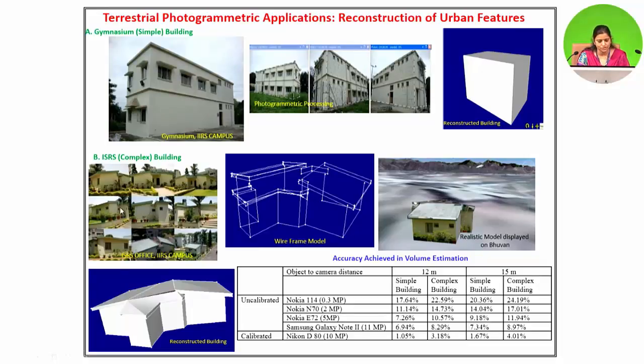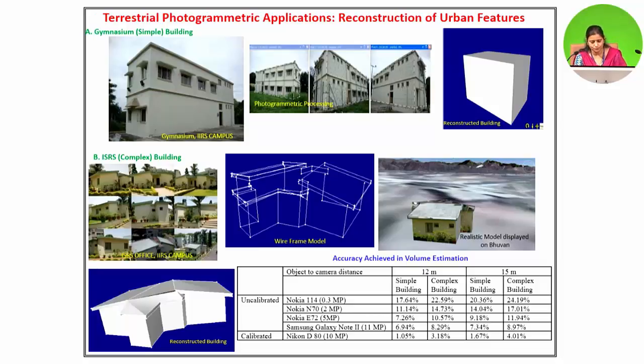The building was captured from all the different locations. A wireframe model was generated, a solid model was generated, and it was textured also. The textured realistic model was displayed on a geoportal, ISRO's geoportal Bhuvan. So we have tried to find out whether this terrestrial photogrammetry gives us good accuracy or not.